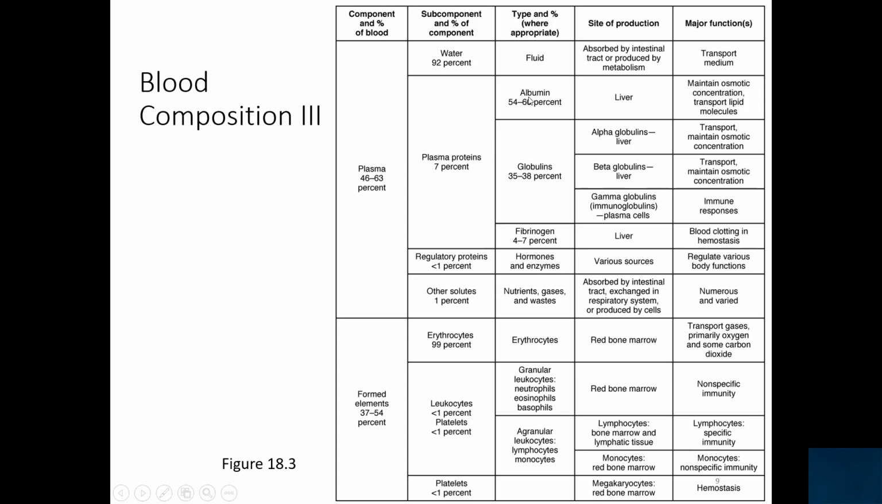For each of those blood proteins, plasma proteins, you need to know their names and their main functions, and you need to know functions for water, for regulatory proteins, and for other solutes. Next, for formed elements, you need to know their amount in the formed element part of the blood, their site of production, and major functions. So generally, you need to know this table. And right now we'll talk about the details.